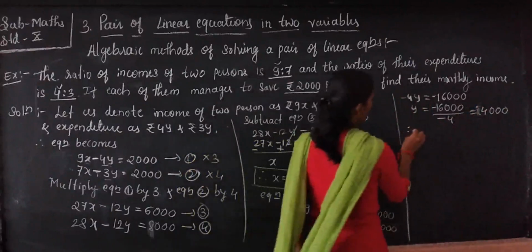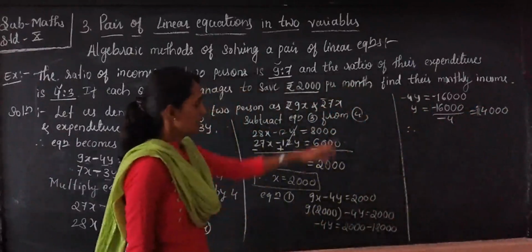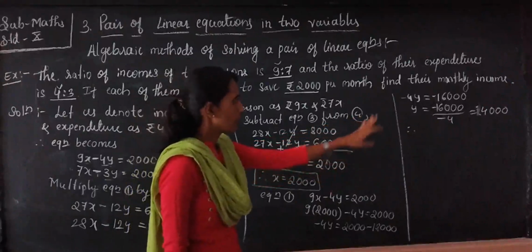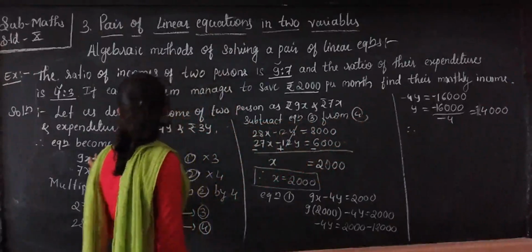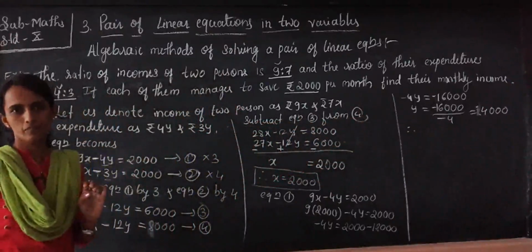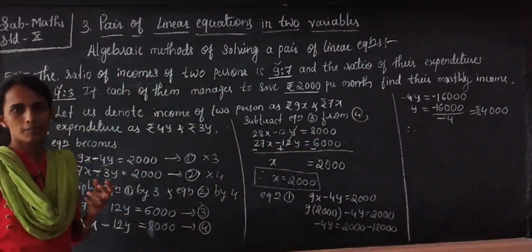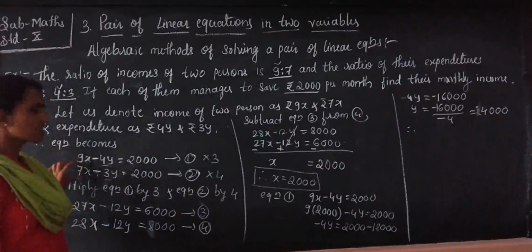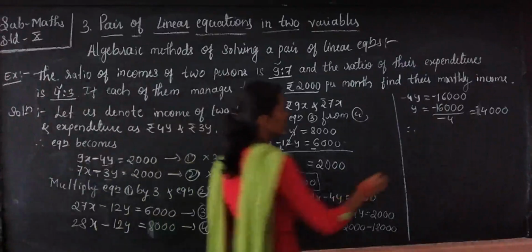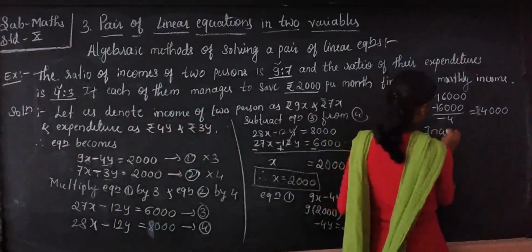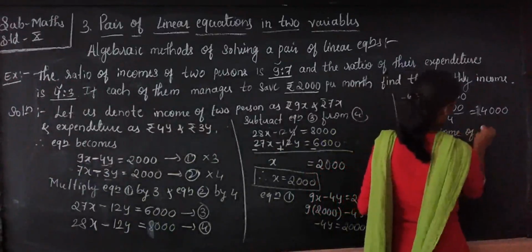So therefore, we got the x value and y value. The income will become 9x and 7x, therefore the income of the 2 persons.